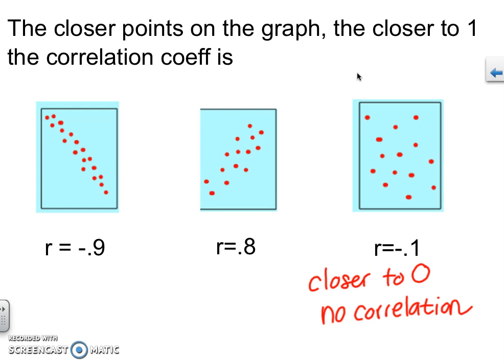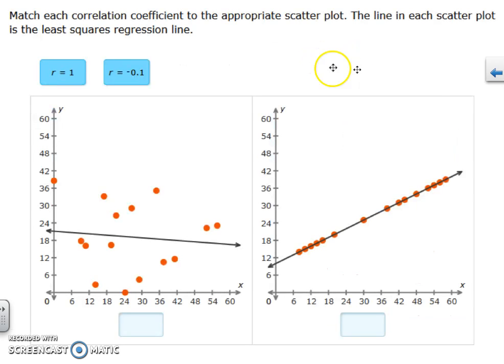So if it's strongly positive, it'll be a 1, and if it's strongly negative, it will be a -1, and then the closer you get to 0, which is like 0.1, that's the more spread out they are, okay? All right, so let's take a look. These are some IXL practice where you're going to match the correlation coefficient to the graph, okay?